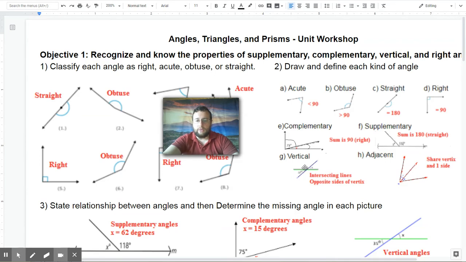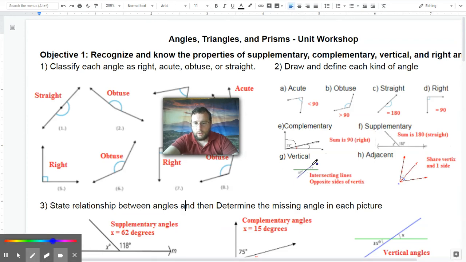Vertical angles are angles that are opposite to each other across a set of intersecting lines. So you can't really see the angles marked very well, but this one and this one would be considered equivalent vertical angles, as would be that one and that one, because they are also opposite the vertex across 2 intersecting lines.